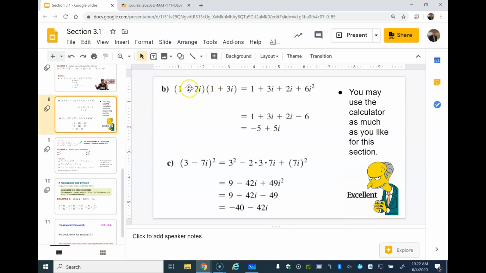So if we're multiplying, you just strictly distribute properly, a FOIL. 1 times this one times here, then 2i times 1 and 2i times 3i. You get all of these, you combine like terms, and then this is going to be our final answer.